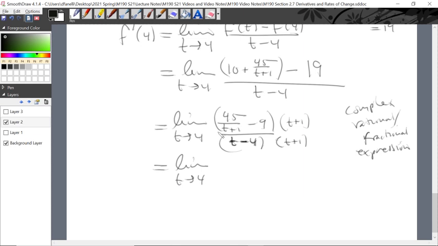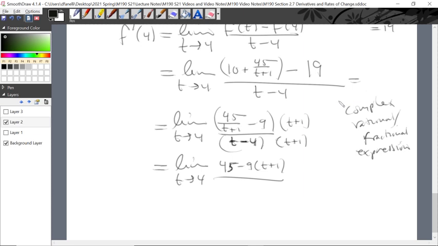Okay, so distributing the t plus 1, we're going to get 45 minus 9 times t plus 1 over, now we get t minus 4 times t plus 1. Should we expand that right now? Well, what are we trying to do? What's our goal? Remember, we got 0 over 0 up here, and that means we want to remove a discontinuity.